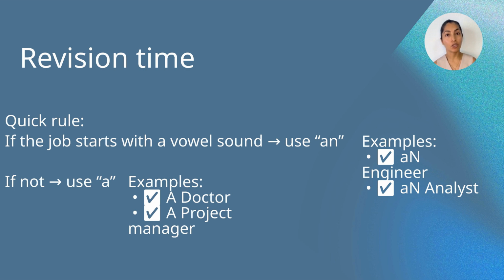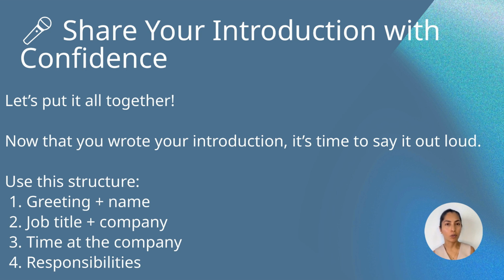Now that you've written your intro, let's say it out loud. Follow the same structure. Number 1, greeting plus name. Number 2, job plus company. Number 3, time at the company. Number 4, responsibilities. This will help you sound more fluent and natural.